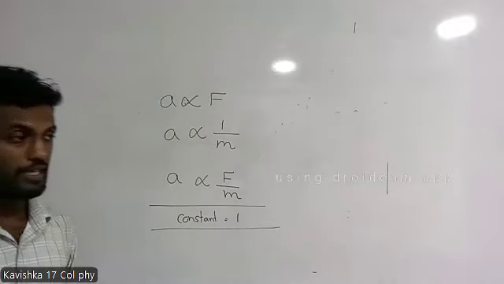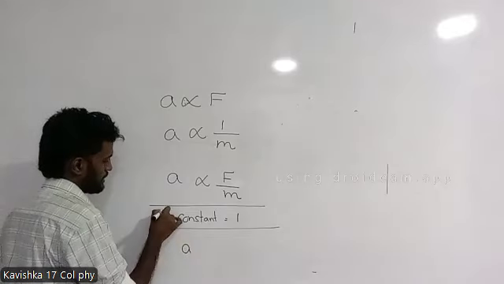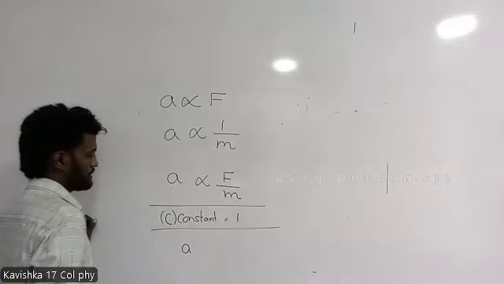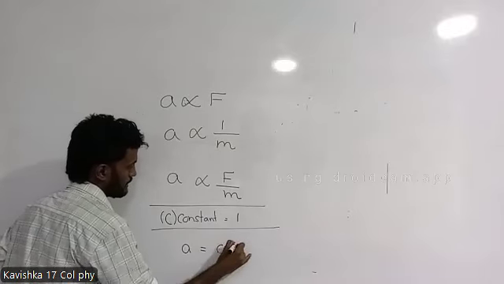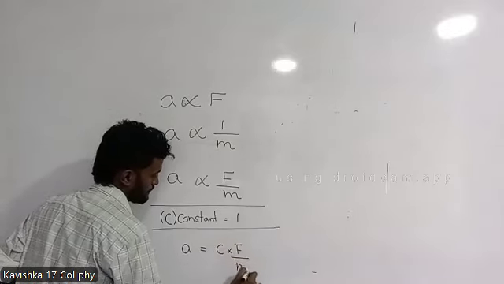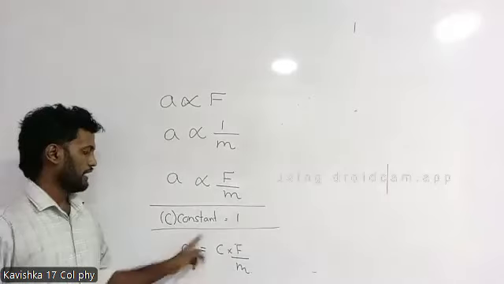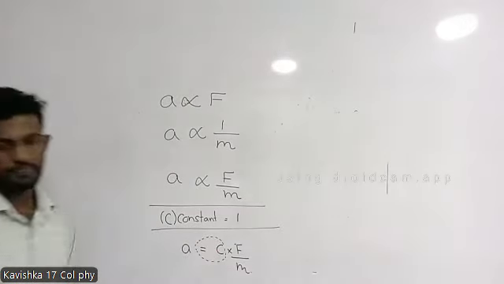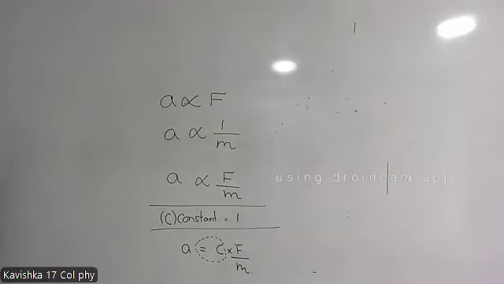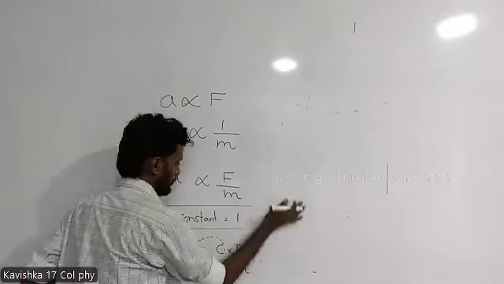Right? We can change the proportional sign to an equal sign. Let me just put a capital C as the symbol for the constant. Then I can write A equals C into F divided by M. So I apply a constant here and I change the proportional sign to an equal sign. Right? Don't worry if it's not clear yet.